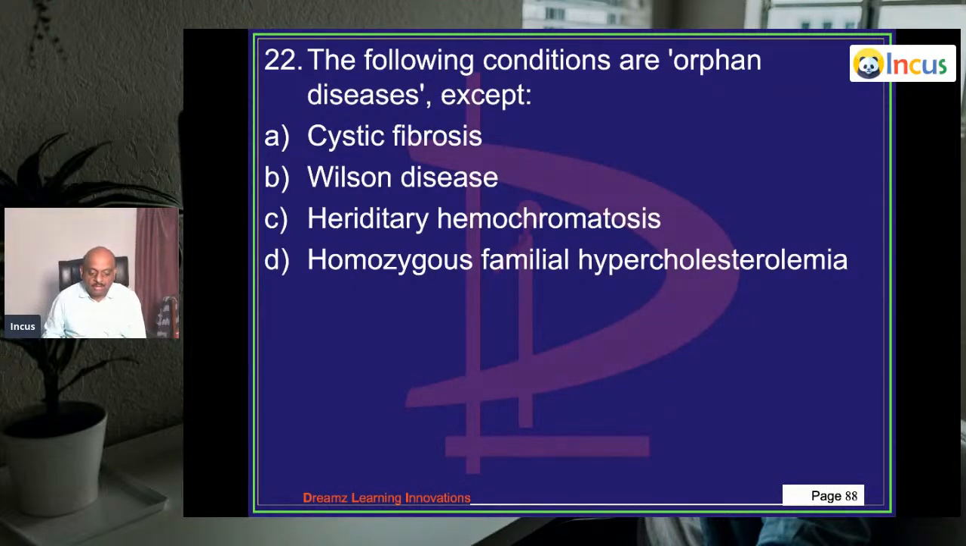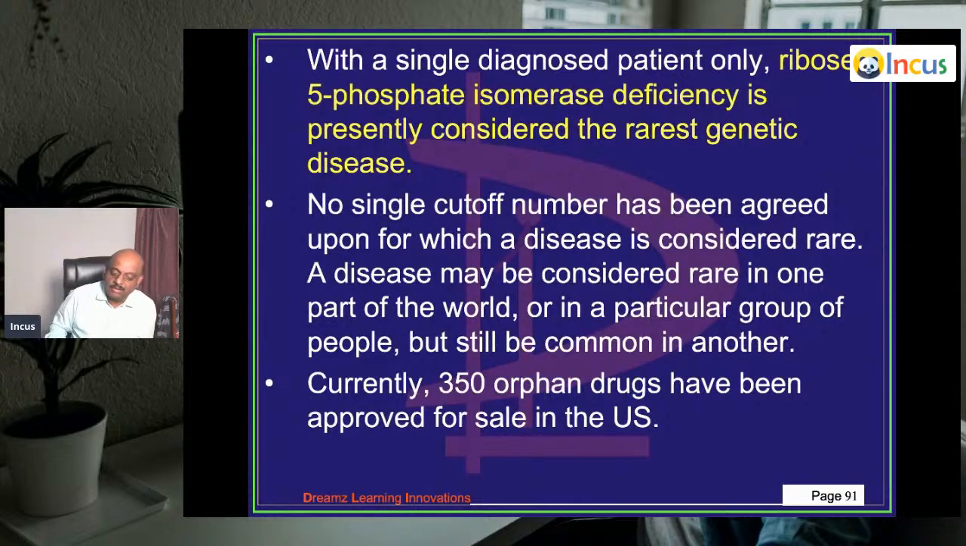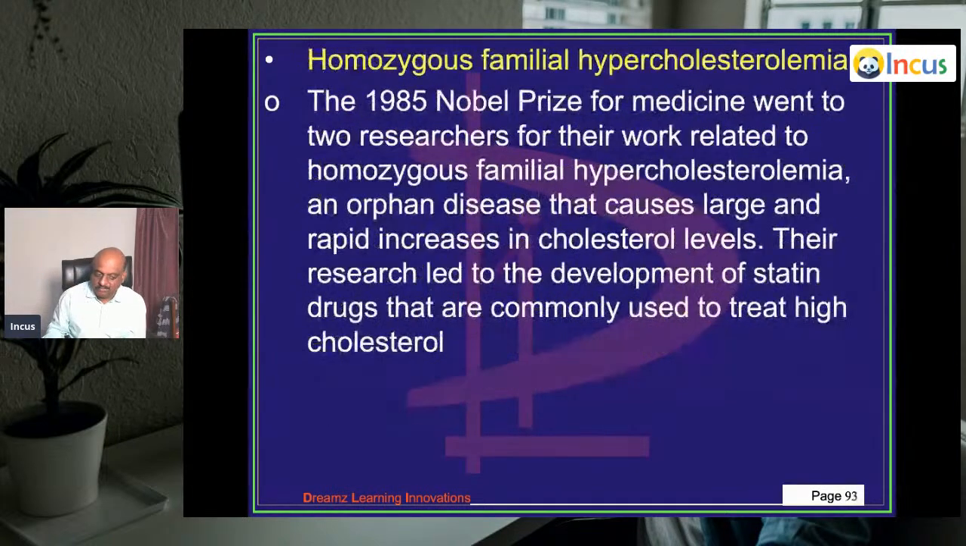Now, what are the orphan diseases? They are very rare. Cystic fibrosis, Wilson's disease, familial hypercholesterolemia, which is homozygous. So when a small percentage of the population is affected, you call it an orphan disease. Now the rarest genetic disease, ribose 5-phosphate isomerase deficiency, is the rarest.